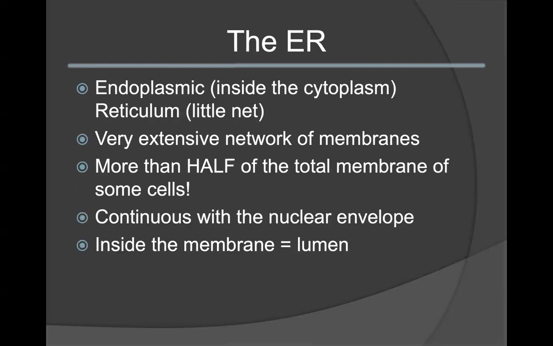The endoplasmic reticulum is a very extensive network of membranes that lie directly outside of the nucleus. It comprises more than half of the total membrane of some eukaryotic cells. It is considered to be continuous with the nuclear envelope, meaning that there will be extensions from the nuclear envelope that will extend into the endoplasmic reticulum. The inside of this endoplasmic reticulum can be termed the lumen.